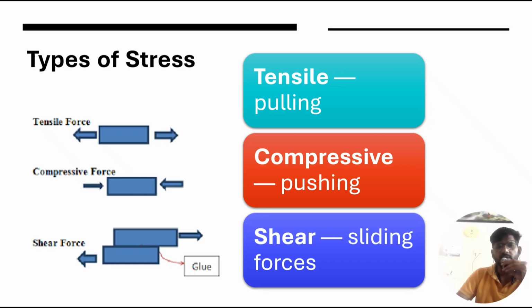As you learned in the previous slide about stress, now you will learn about types of stresses. There are three types of stresses acting on your body. First is tensile stress. Tensile stress is developed due to pulling. The arrow in the right direction, outward, shows the tensile force. Next is compressive. Compressive means pushing, and the arrow direction will be opposite to the tensile force. And in shear, there will be a sliding force acting on the body. As you see in the figure, there are two sliding objects glued to each other. When we apply force in the outward direction, shear stress will be developed.